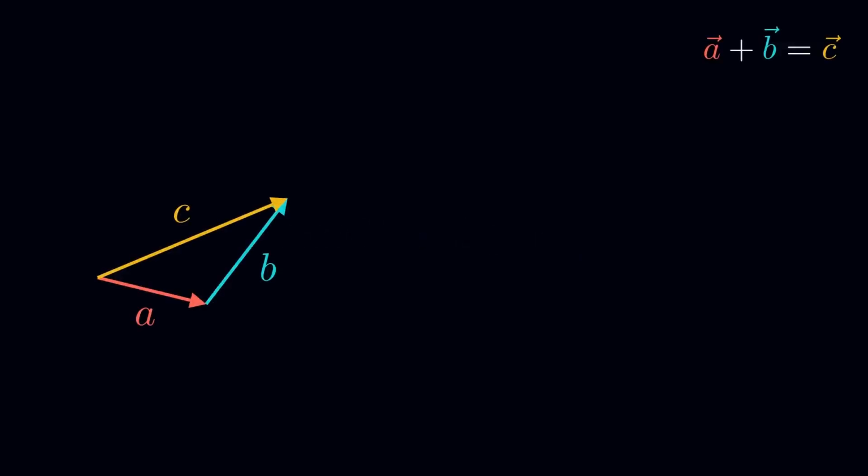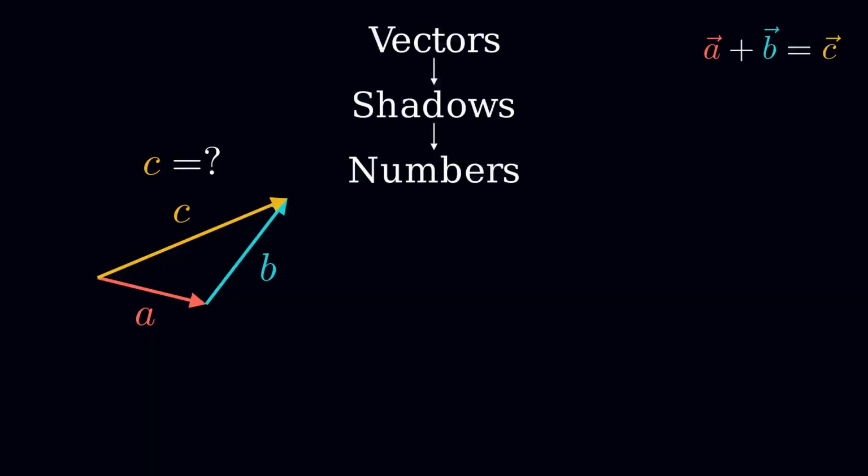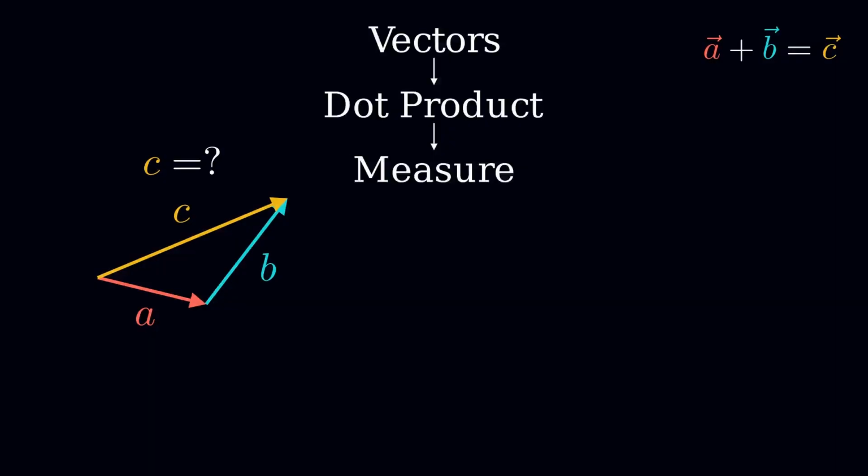Let's apply our new tools to the general path problem with vectors a, b, and c. If we can find an equation for the length of c, then the Pythagorean theorem should just be a special case. As we saw, the way you convert vectors into numbers is by casting shadows. And if you want a number that measures vectors objectively, without special treatment, you use the dot product.